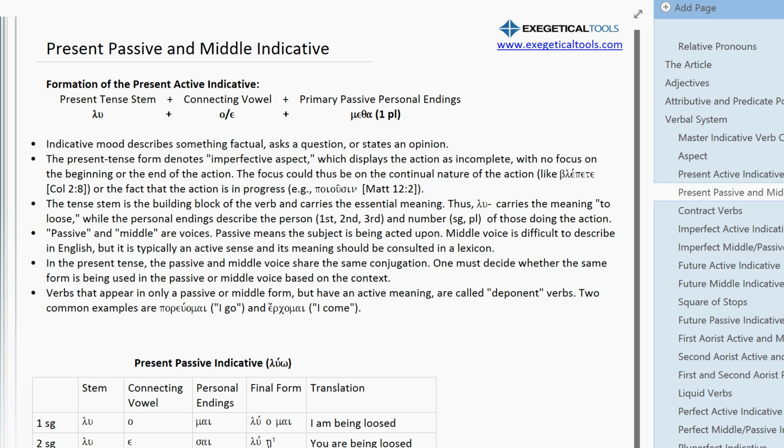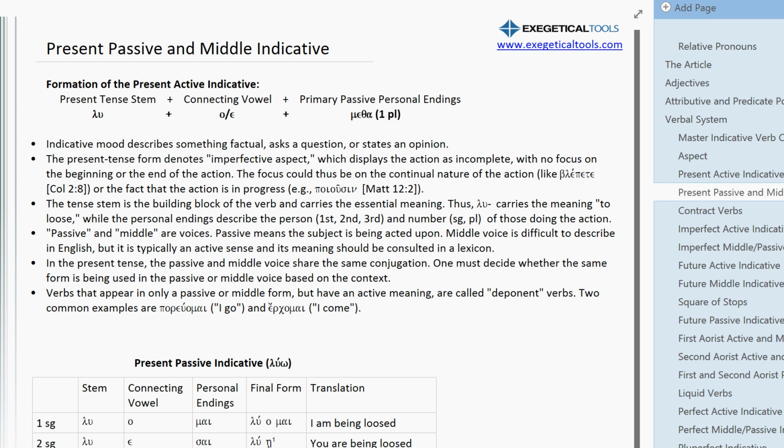Now, the passive and middle are voices. With the passive, that means that the subject is being acted upon. So something like the ball was being thrown: the ball is the subject, and it is actually receiving the action of being thrown. Middle voice is difficult to describe in English because we don't really have a corresponding category.